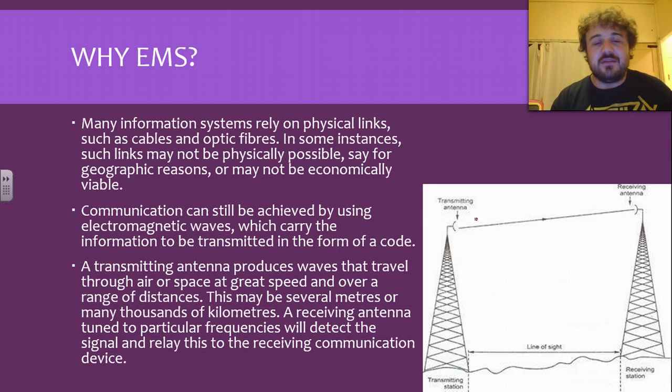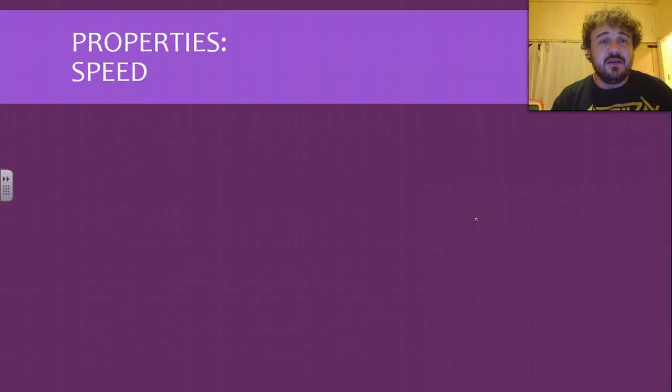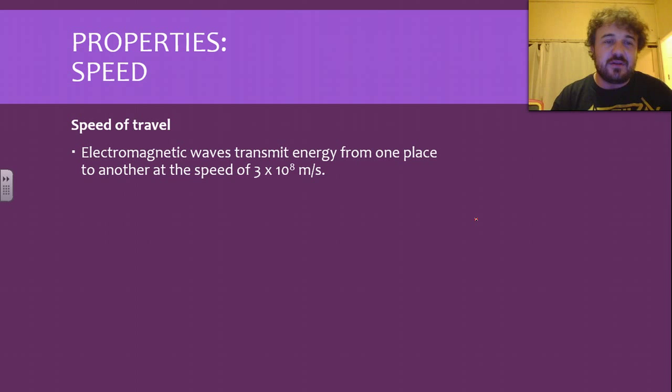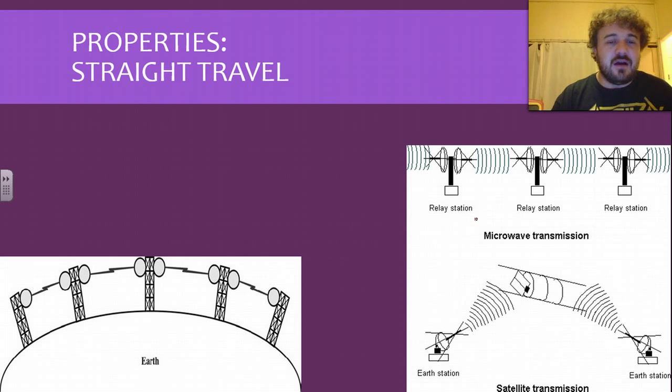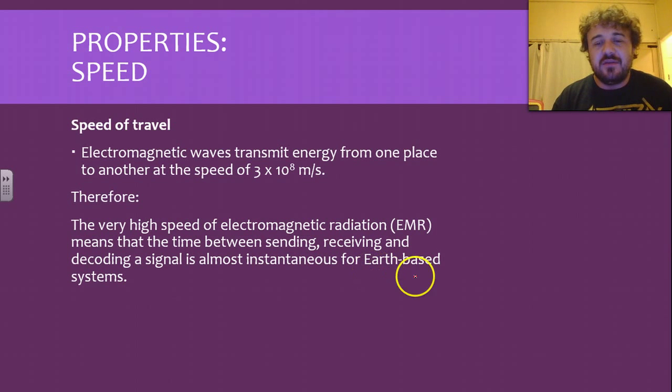The receiving antennas are tuned to specific frequencies, so they pick the signal they want out and ignore all the rest, because the sun is pumping out this type of radiation constantly, as well as all the other forms. There are several properties we're going to look at. First, speed. As we said, it's 300 million meters per second, or 3 × 10⁸. The high speed means the time between sending, receiving, and decoding a signal is almost instantaneous. It's really, really fast. It says Earth-based systems, so it's still fast if it has to go to space, but not quite as fast.